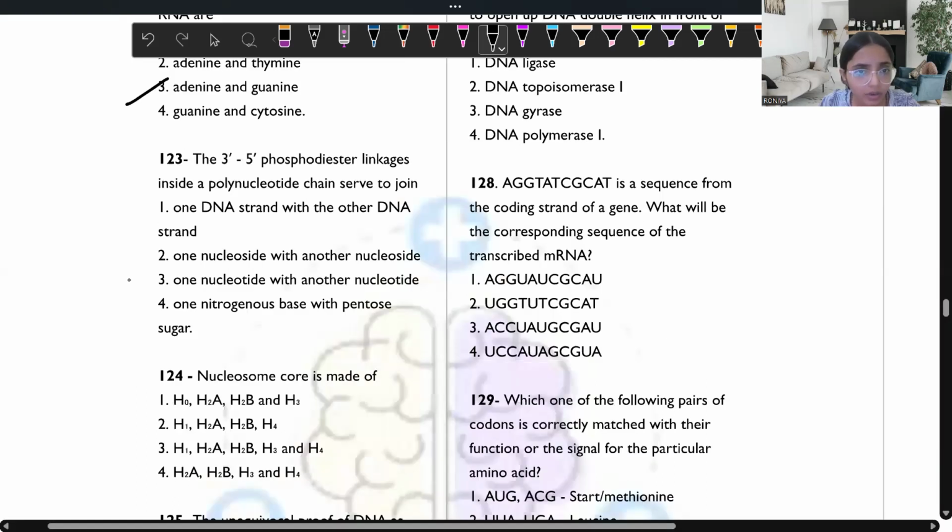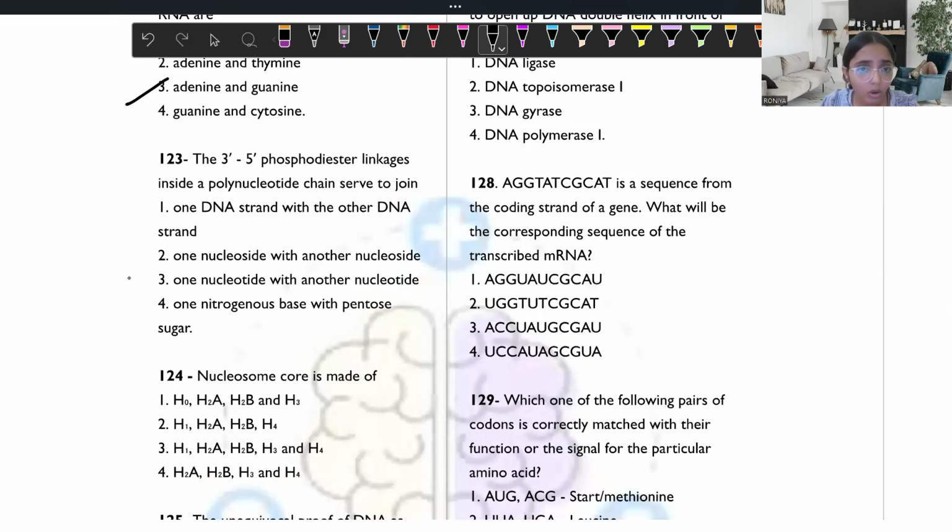123. The 3' to 5' phosphodiester linkage inside a polynucleotide chain serves to join what? It is asking that the 3' to 5' phosphodiester bond in DNA is formed between what? One DNA strand and another DNA strand? Or one nucleoside to another nucleoside, or one nucleotide with another nucleotide? Very simple.